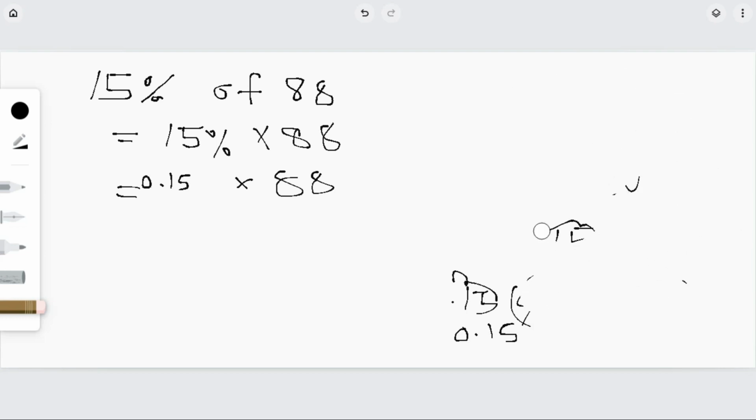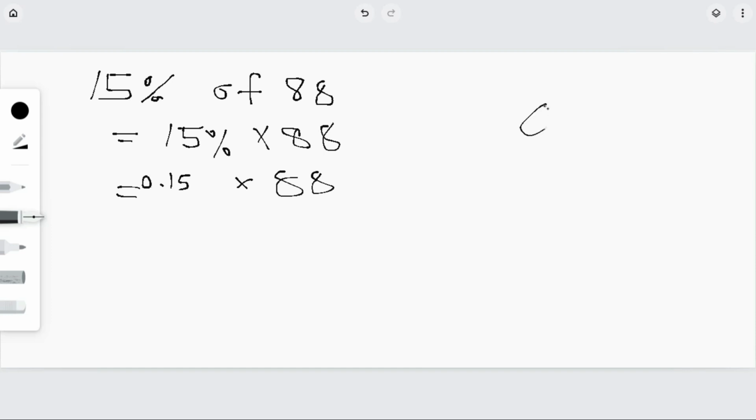Now how are you going to multiply 88 times 0.15? Pay attention to this one, as it might be a little bit complex for you if you have not done multiplication of decimals before. First of all, write the numbers like this and put the multiplication sign. Don't worry about the decimal point. We are going to worry about it after we finish all our calculation.